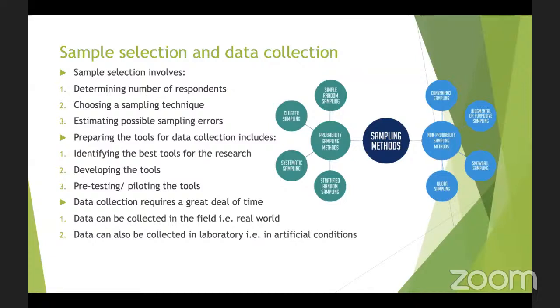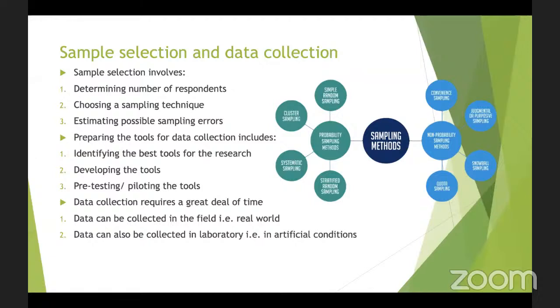Now, the next step here would be collection of data. Collection of data requires a great deal of time. The data collection can take place in the field or in the lab, depending on the requirement of the research question. So if it is a scientific research problem, then the data collection will be done through experiments and it will be done in the lab. Whereas if it is a social question, or a qualitative type of research question, then the research work will be done in the field.